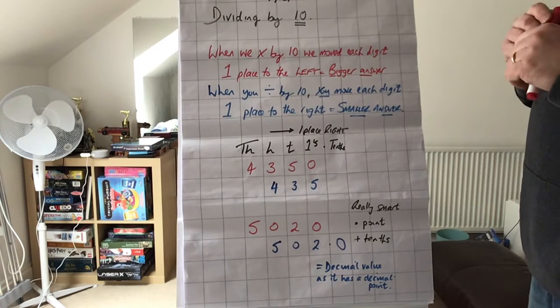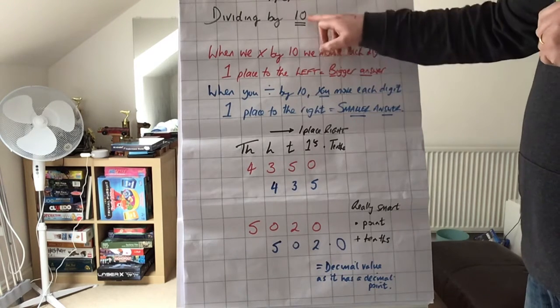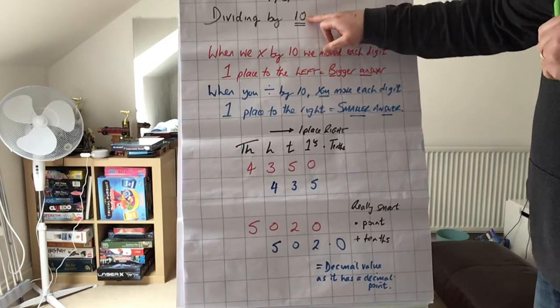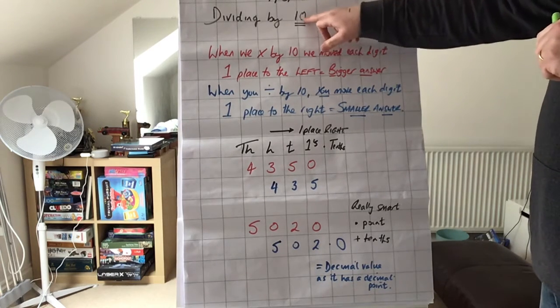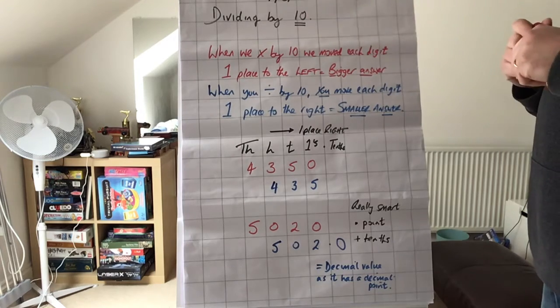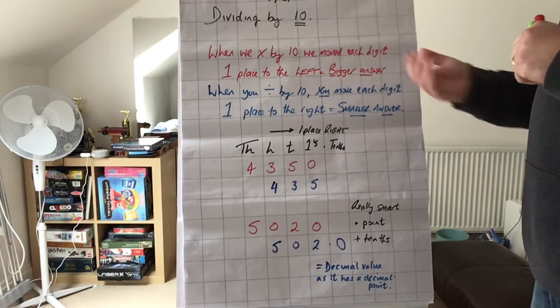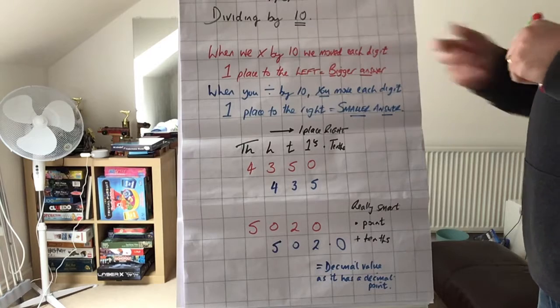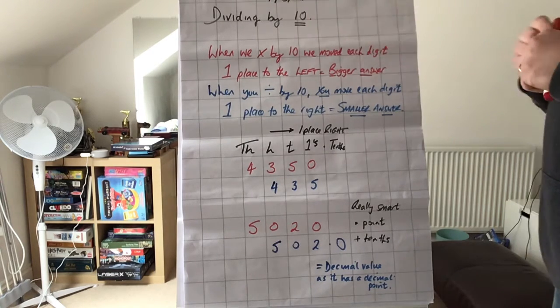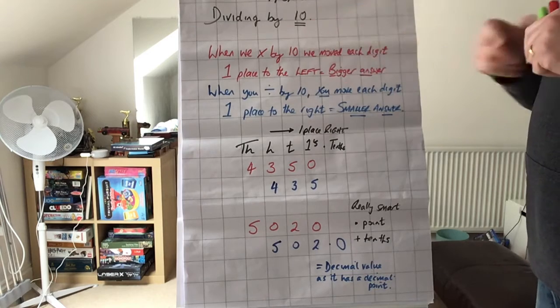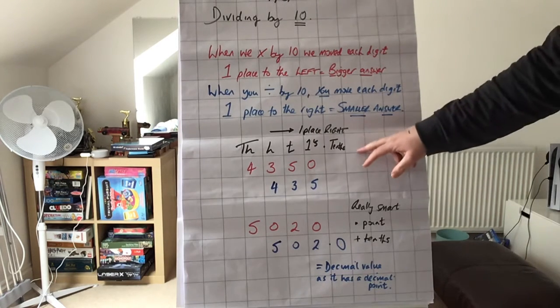And I have moved each number to the right one place, because remember, the number of zeros tells you how many places you move it. For 10, with 1 zero, you move it one place. If it was 100, you would move it 2 places to the right. If it was 1,000, you would move it 3 places to the right. So there is some pre-information in the number that you are dividing by. Okay, so let's just go through a couple.